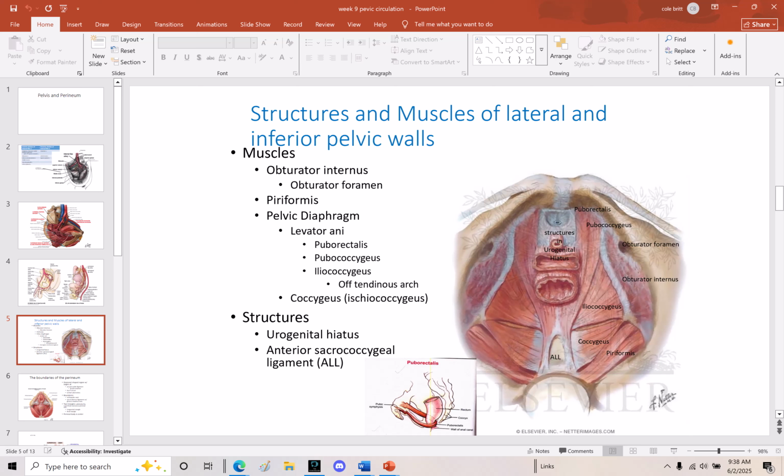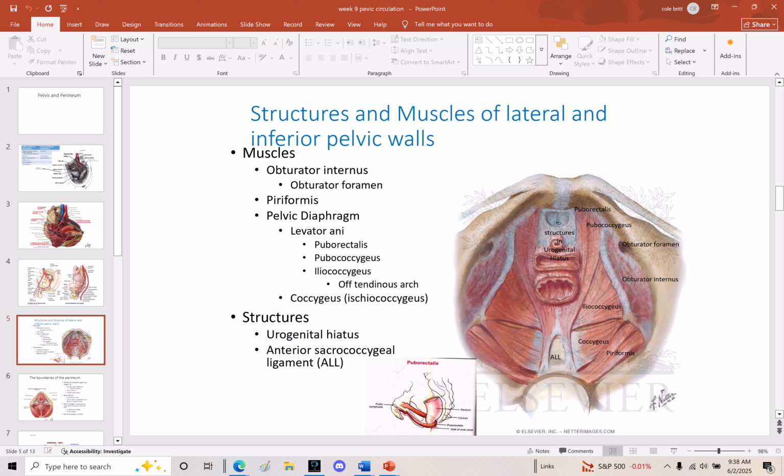So we have the pubococcygeus right here. Then we have the puborectalis. It's kind of deep to the pubococcygeus. You see a little bit of it right here. We'll see it better from the other side. And then we have the iliococcygeus. All of them come together to form the pelvic diaphragm, and that supports everything.